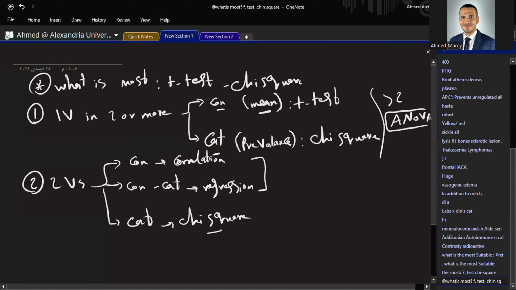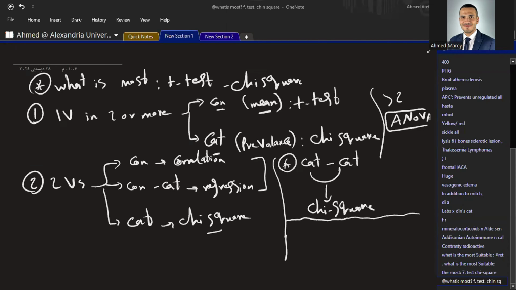Okay, so let's have a couple of scenarios to apply what we just said. What if, say, we are trying to see the association between smoking frequency and development of lung cancer? What types of variables are we dealing with? Smoking frequency is categorical, and development of lung cancer is also categorical because it's gonna be yes or no. So this will be chi-square test.